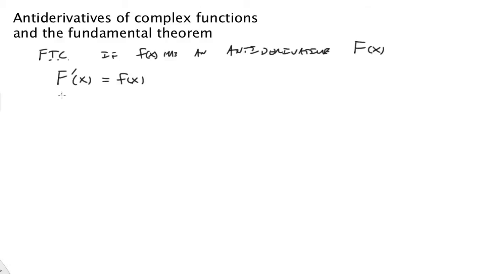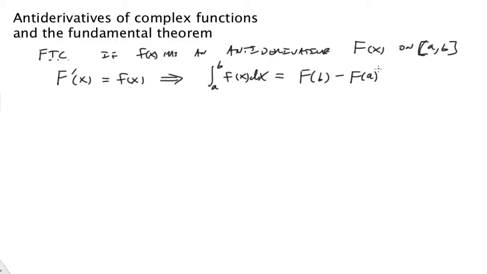Okay, so what are we going to do here? Then we know this implies that if I take an integral on what I'll call [a, b], then the integral from a to b of f of x dx is equal to the antiderivative evaluated at the endpoints.